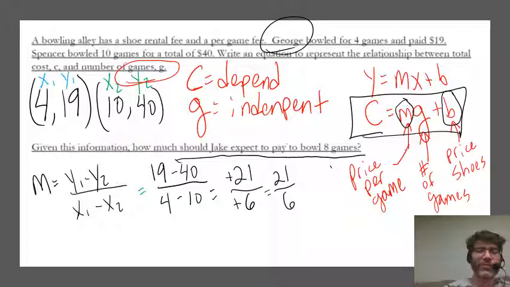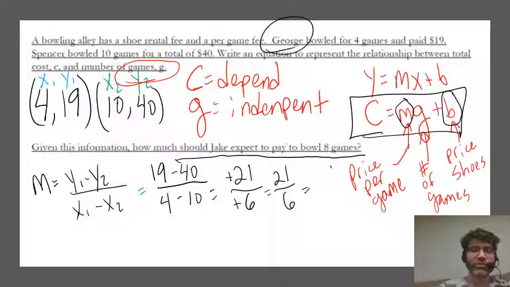So let's see what that means in real life. If you were at a bowling alley and the person at the cash register said, the price per game is 21 over 6, you'd be like, what does that mean? Okay, so let's convert 21 over 6 into something that makes sense in real life. Well, let's make it into a decimal.